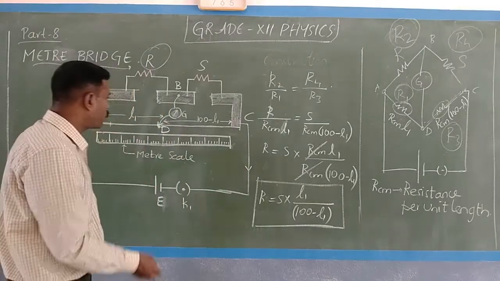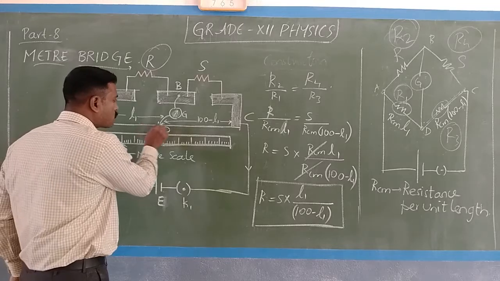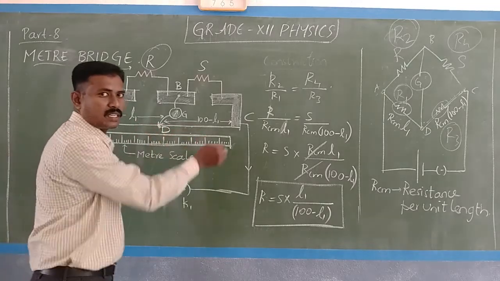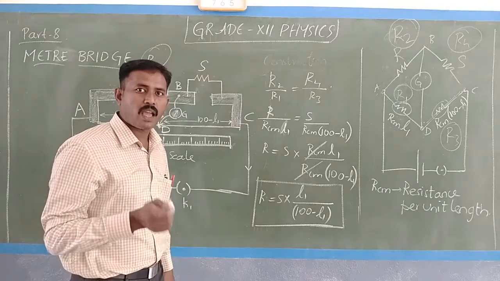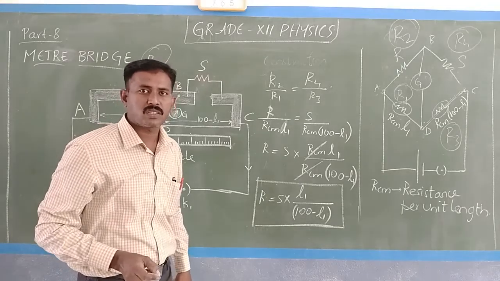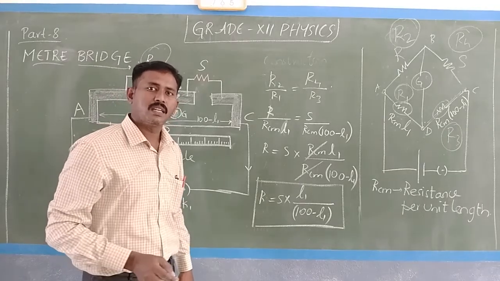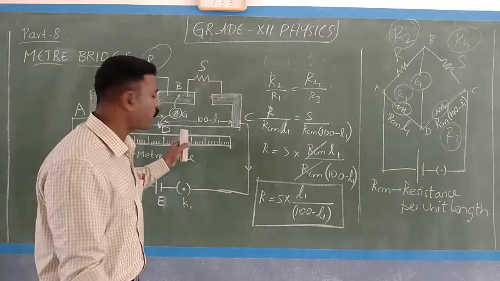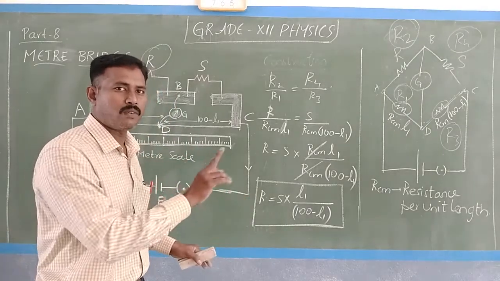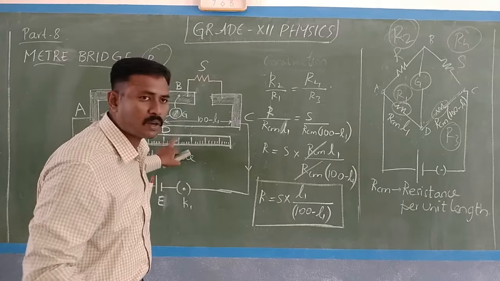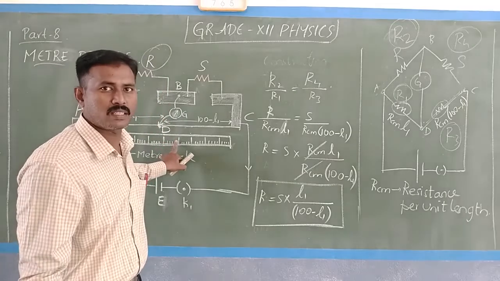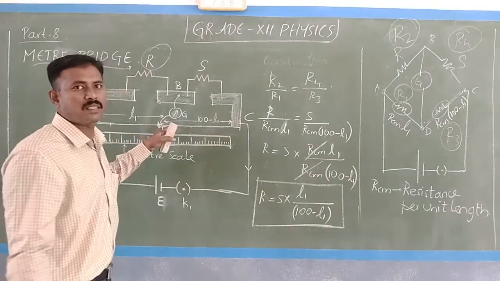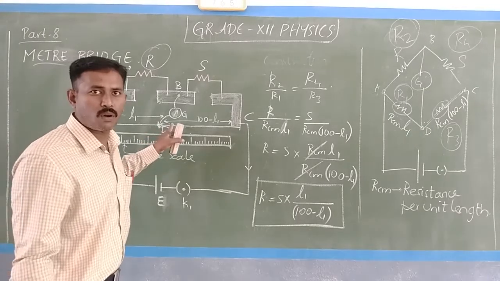And what we do is we move this point anywhere between left hand side or right hand side until the galvanometer reaches null deflection. We vary until the deflection becomes 0, until this point has the same potential. That is the concept. So when there is a null deflection, that shows the value of L1.